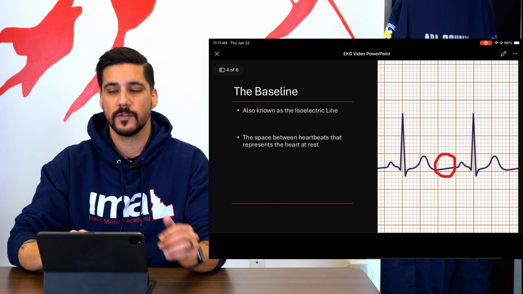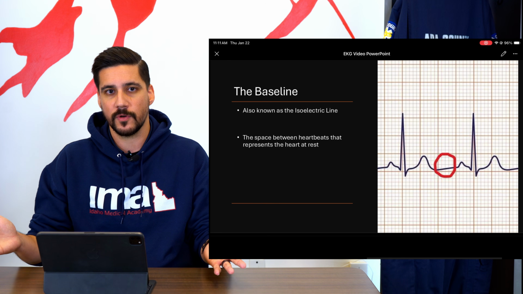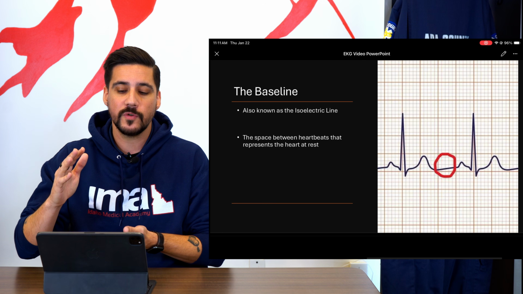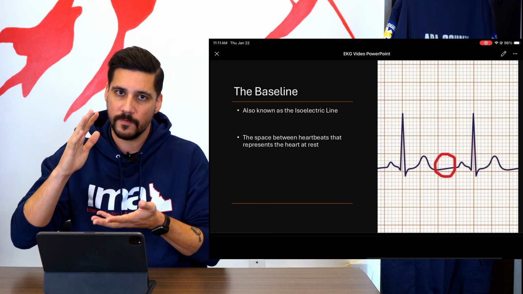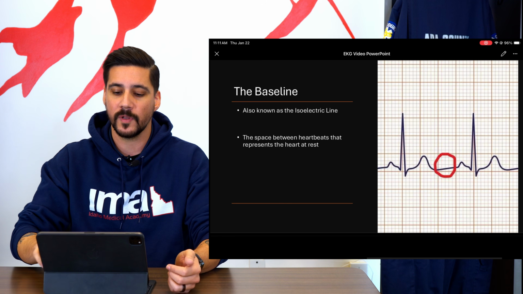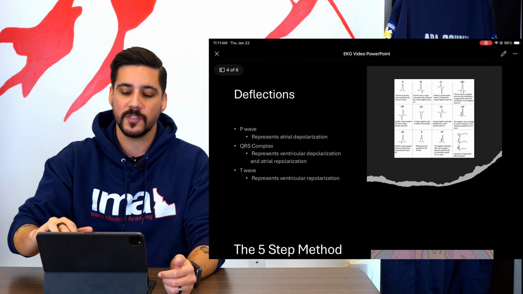Now, this is just going to be the general, this is how most of us are going to read these complexes. And if you think about it, this is the heartbeat, okay? So each one of these represents a full cycle of contraction. Atrioventricle, relax. Atrioventricle, relax, okay? With that relaxing point, once again, being the baseline.